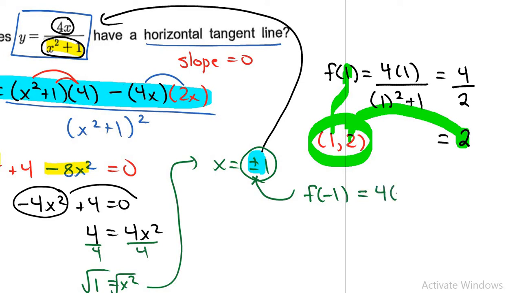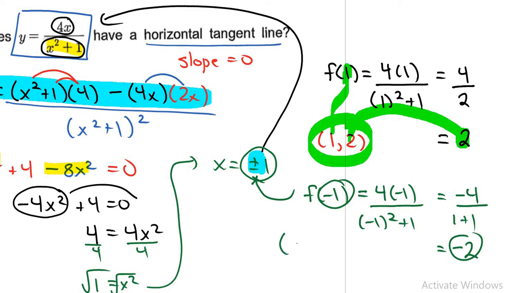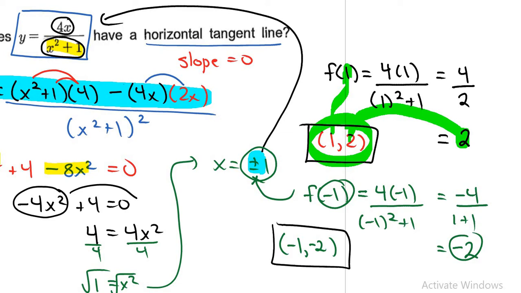So this will be 4 times negative 1 divided by negative 1 squared plus 1. So now my numerator would be negative 4 and my denominator would be 1 plus 1. And my final answer to this part would be just negative 2. So negative 4 divided by 2 is negative 2. And if I look at that value and that value, that gives me a coordinate of negative 1 comma negative 2. So here are my 2 points where I have a horizontal tangent line to the graph of y equals 4x over x squared plus 1.